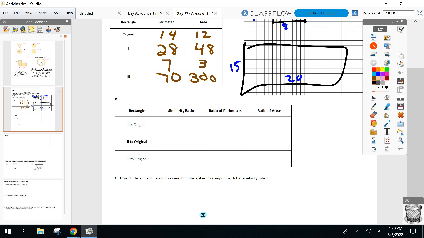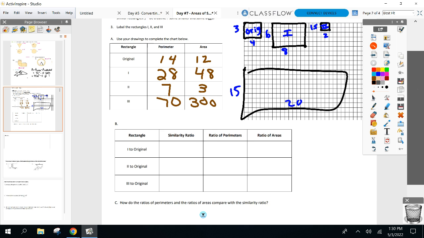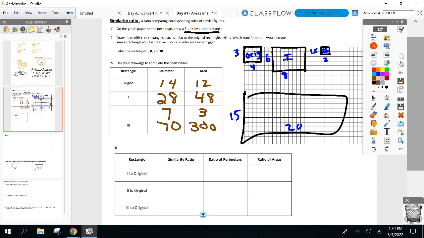So here's what I want you to do. Take rectangle number 1 with the original rectangle. Similarity ratio. And if you guys need a little recap, refresh, similarity ratio, what's the ratio of the sides? So start with rectangle 1 to the original. 6 to what? What's the 6 match up with? 6 to 3. Or I could go 8 to 4, but let's reduce that. What's that reduced down to? 2 to 1. So the similarity ratio for rectangle 1 to the original is 2 to 1.